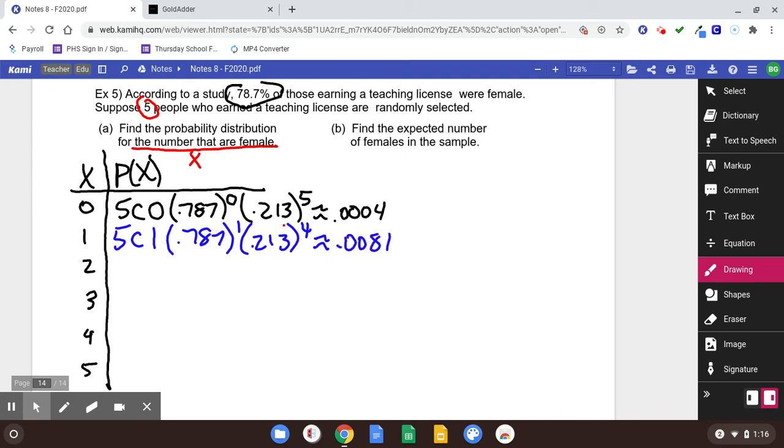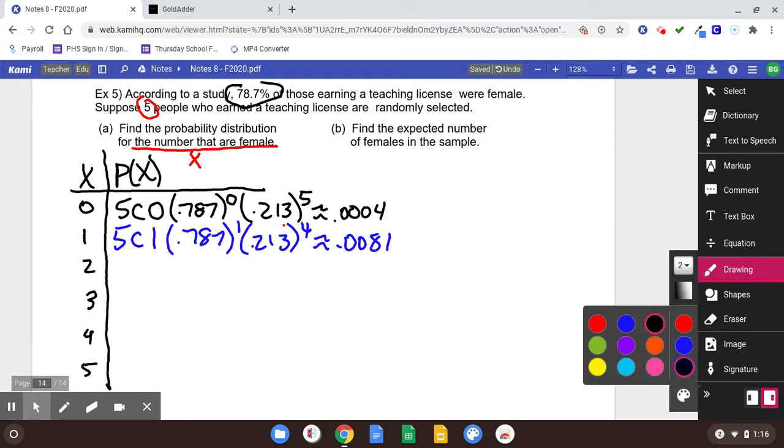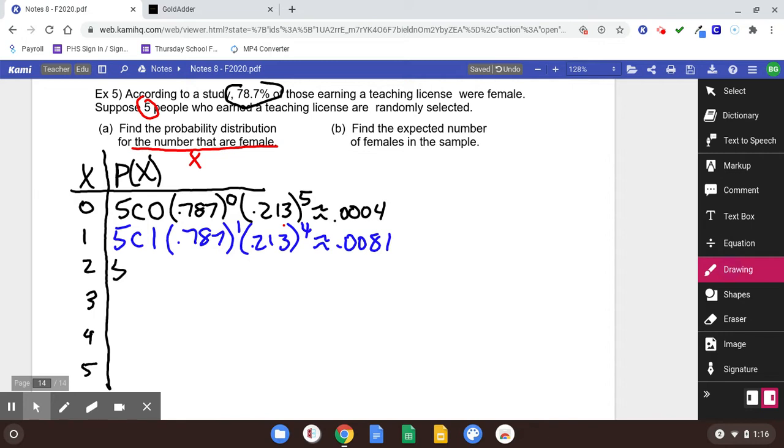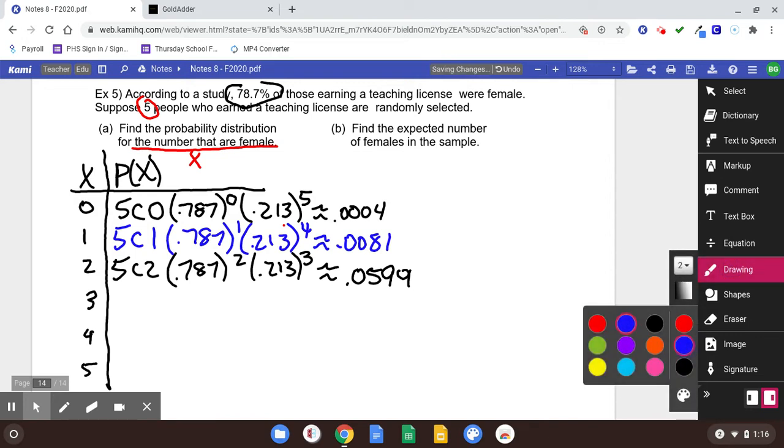Once you get started, it's pretty easy to complete this because it's just a pattern, and you recognize the pattern. The next one, if we want 2 females, that's 5 choose 2, times 0.787 squared and 0.213 to the 3rd power. Notice the exponents have to add up to 5. That's the total number of people selected. I'm not going to show you how to do that on a calculator, but you type that in and you get 0.0599. And then we're going to do the next one.